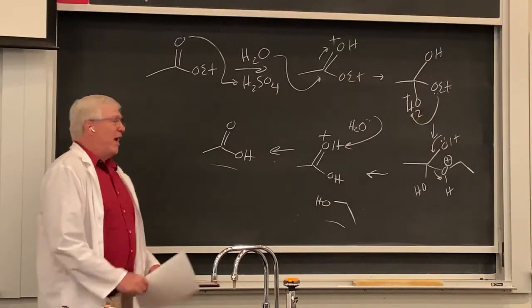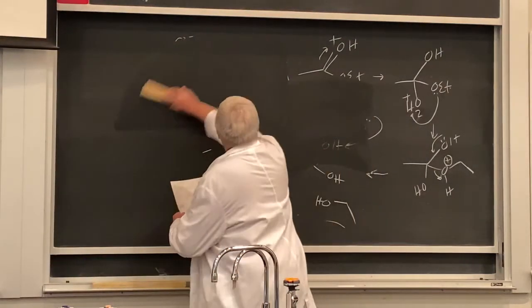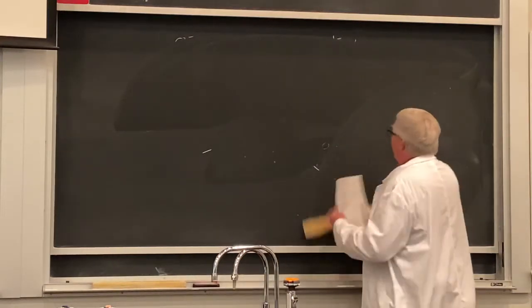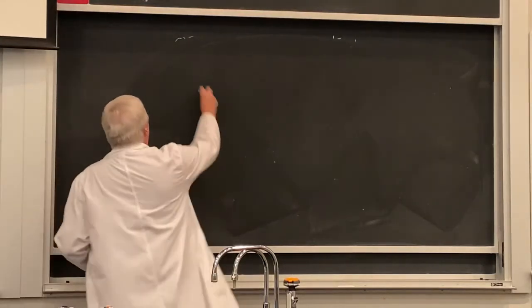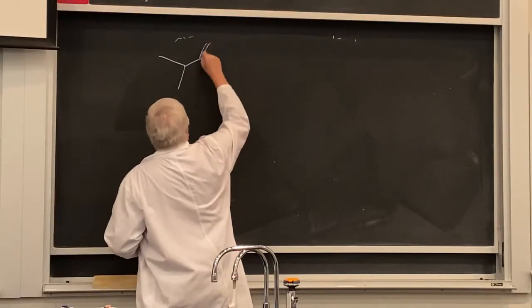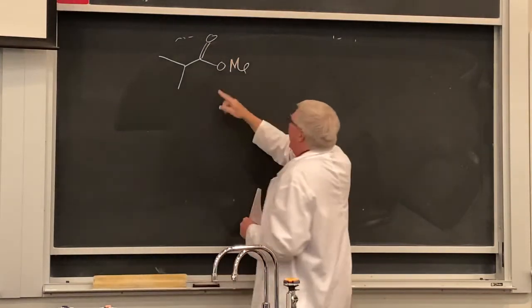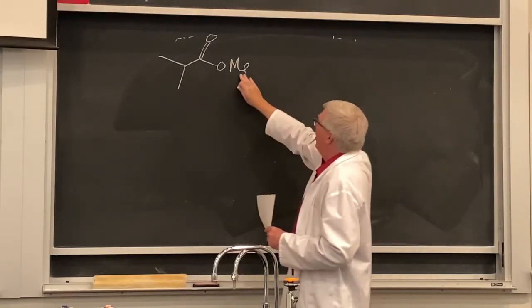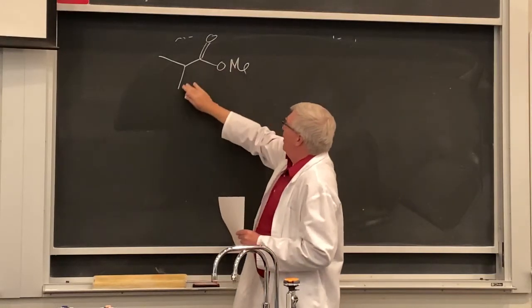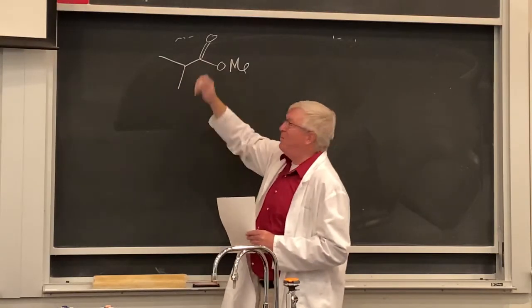Now let's look at the saponification mechanism, which is really the same thing. We're breaking the ester apart, but we're doing it under different conditions. So we need to be a little bit careful about this. Let's do a different ester here. How about methyl isobutyrate? We'd call this what? Methyl 2-methyl propanoate for the IUPAC name.